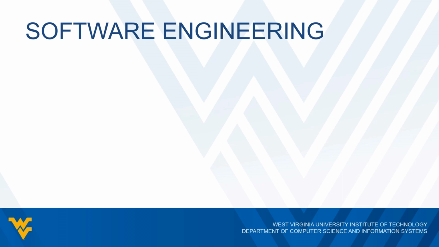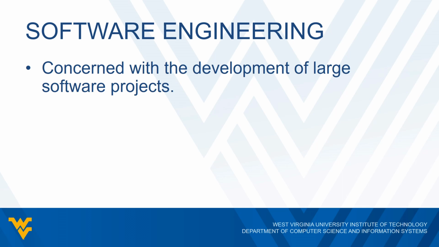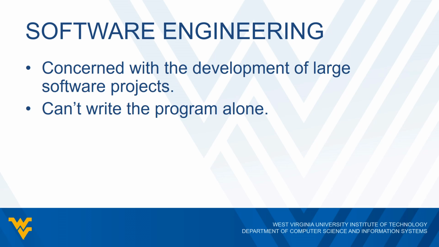So you're probably asking, what exactly is software engineering then? Well, it's concerned with the development of large software projects, not writing the very small programs that you're going to be doing in your introductory programming classes, but dealing with large-scale programming projects. And with software engineering, as we mentioned before, only a small fraction of it is just writing the program. You can't just write the program alone and say, okay, I'm done. There's a lot that goes on before, during, and after writing the code that is part of the whole software engineering process.